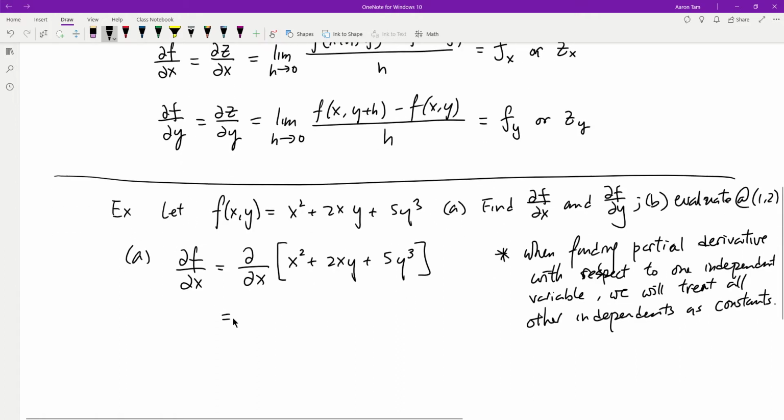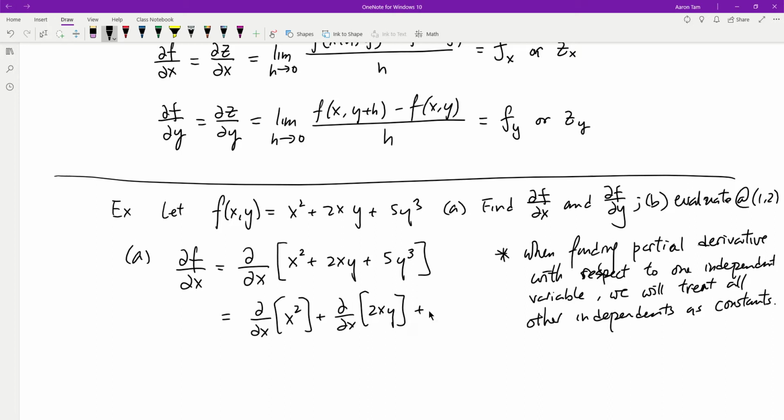A partial derivative works exactly the same way as a regular derivative. When I differentiate a whole bunch of things added together, I'm going to separate them, and now I can differentiate each one individually. Notice when I differentiate x squared with respect to x, that just becomes 2x.